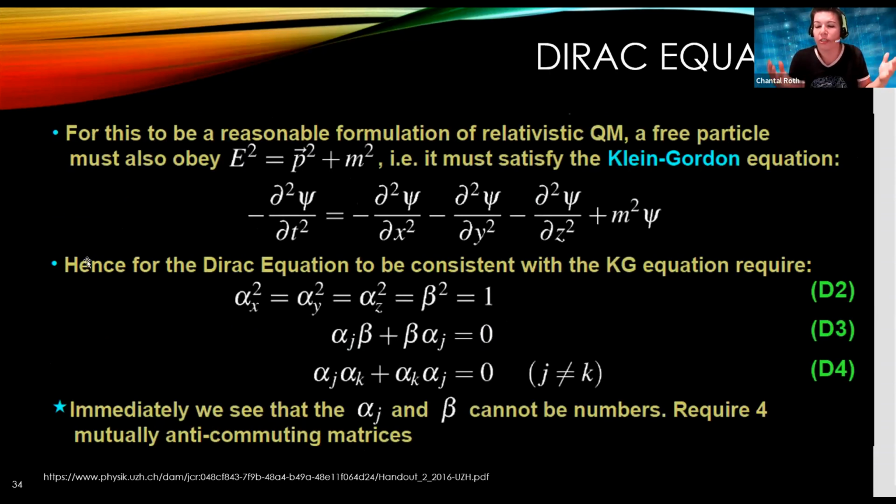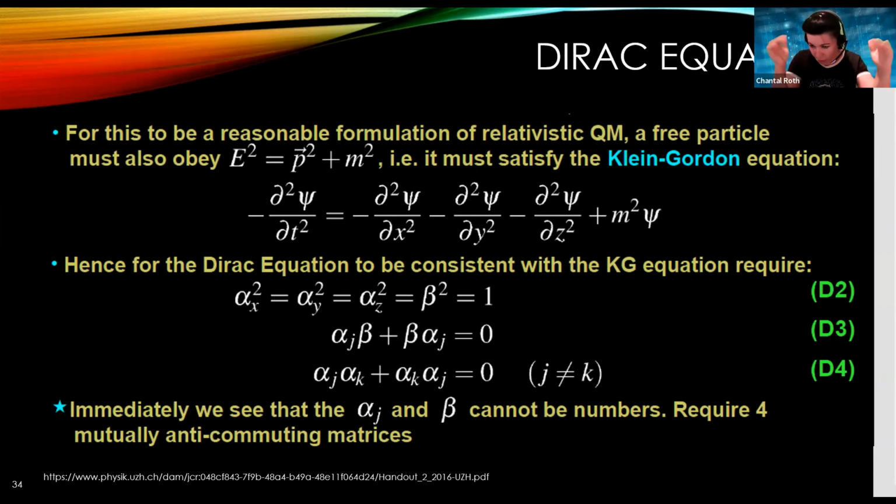Now, of course, it has to satisfy the Klein-Gordon equation as well. So there are certain conditions these alpha and beta have to fulfill. So basically you have these equations that have to be fulfilled as well. Now, when you look at this and try to solve it, you realize pretty soon that there's no number that works. It doesn't work. So you have to use matrices which are anti-commuting, which makes it a little more complicated. How does that work?